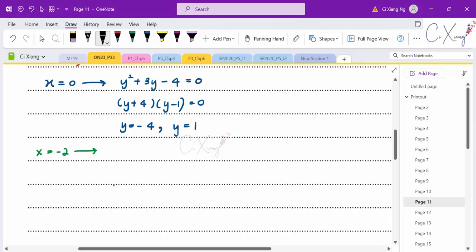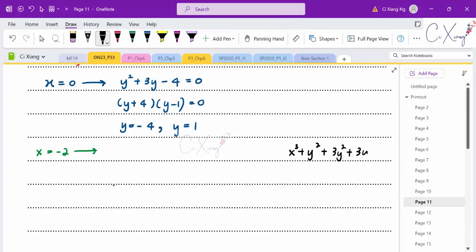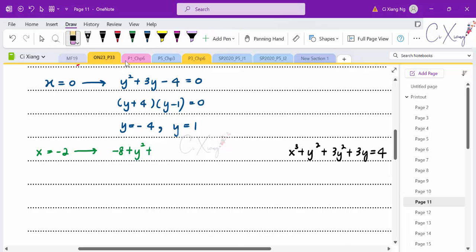Okay, so my original equation is x cubed plus 3y squared plus 3y equals 4. This is my original equation. So substitute x equals negative 2 into the x. So I'm having negative 8 plus y squared plus, sorry, this one shouldn't be 3y squared. This one should be 3x squared. So substitute x again as negative 2.